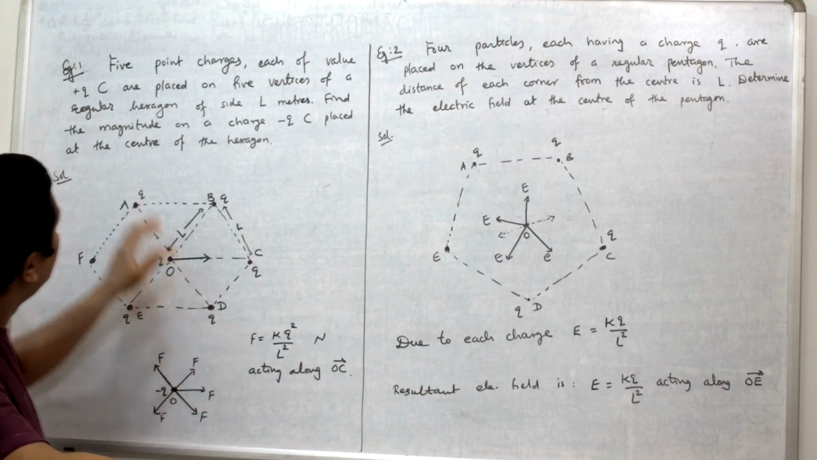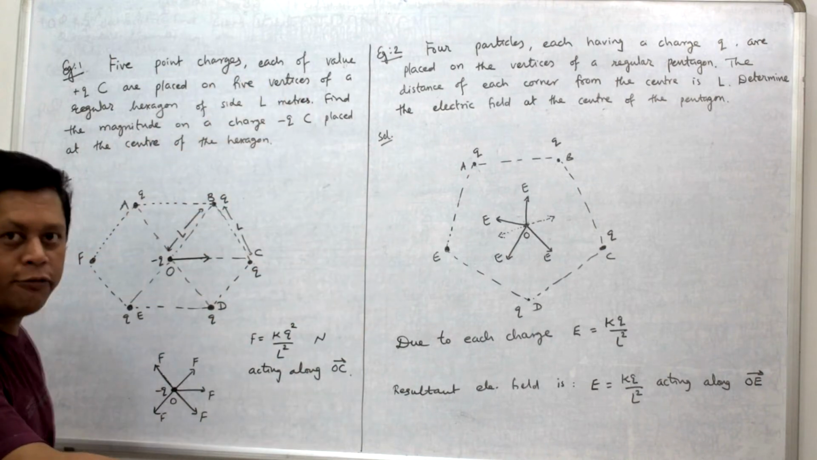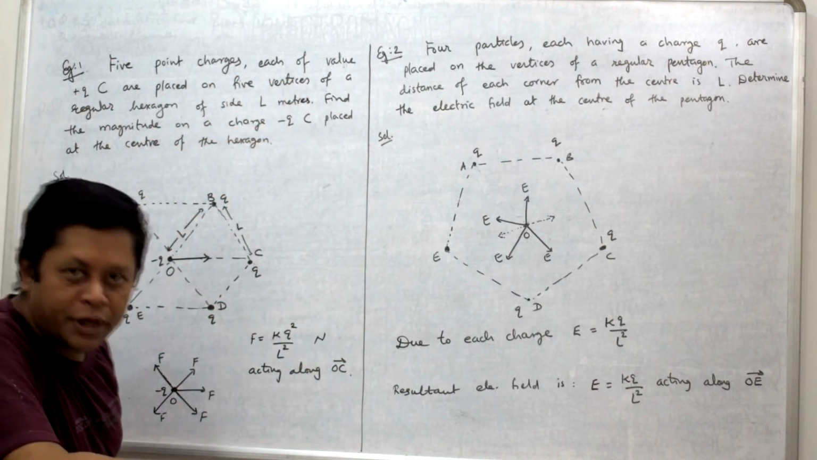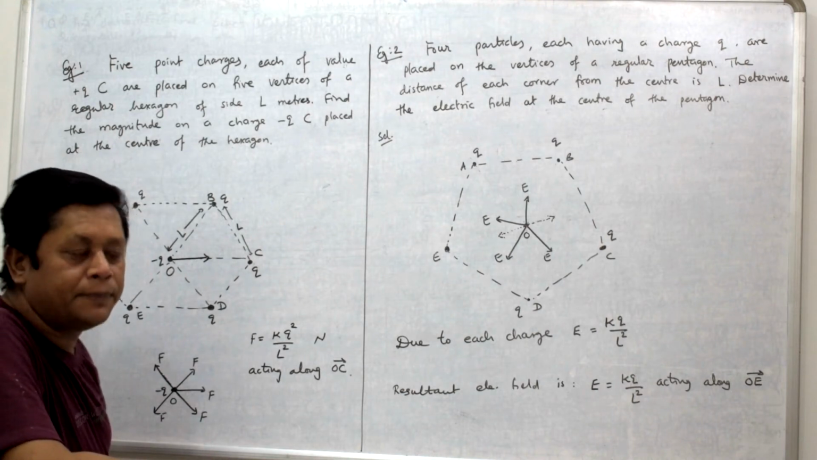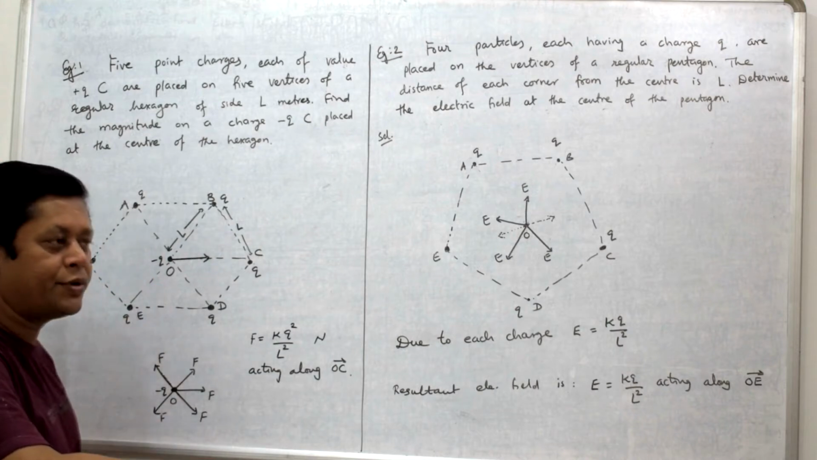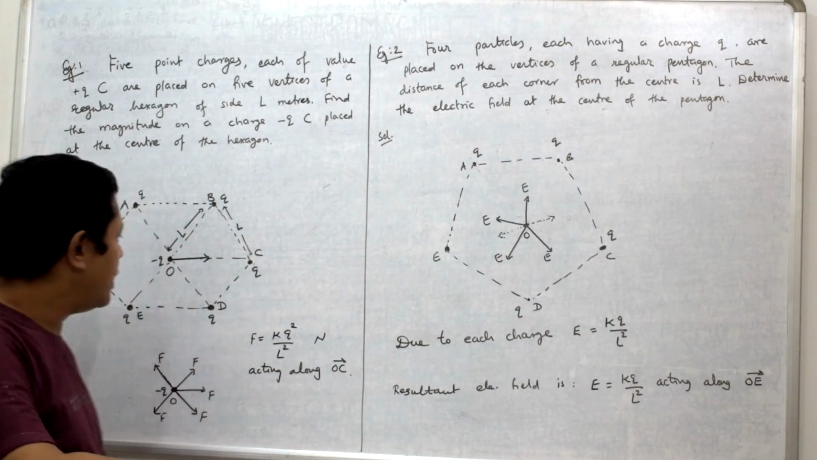of charges. The question is: 5 point charges, each of value q coulomb, are placed on 5 vertices of a hexagon of side length L. A charge minus q is placed at the center of the hexagon. Find the net force acting on this charge minus q.